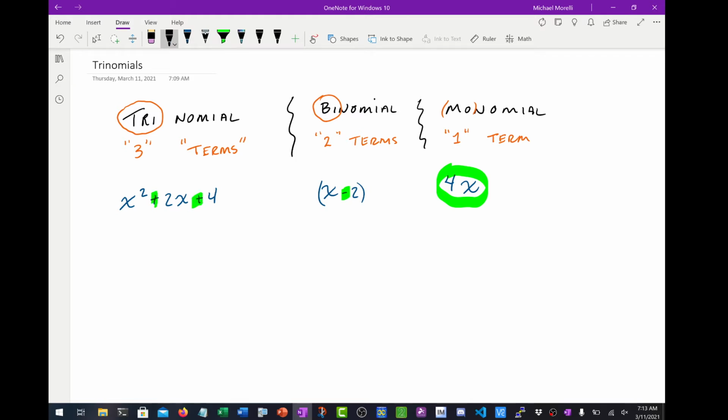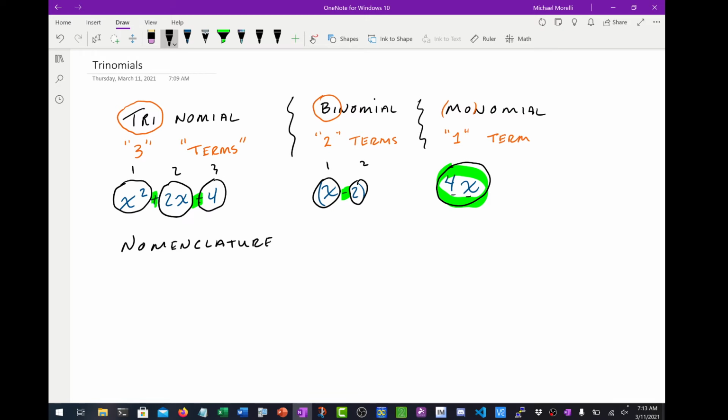So if you actually circle the number of terms in the trinomial, you've got 1 term, 2 term, 3 term. Okay? And then here you've got 1 term, 2 term, binomial. And then monomial, you just have the 1 term. Yes, there are 2 things, but they're being multiplied together. They're considered 1 thing. Okay? So this is the basic nomenclature. This word I just used, nomenclature, is a word that you see a lot in chemistry, and this just means naming. Okay? How do we name things?